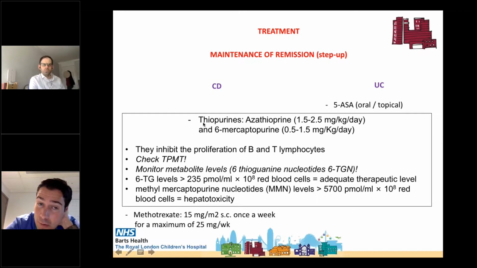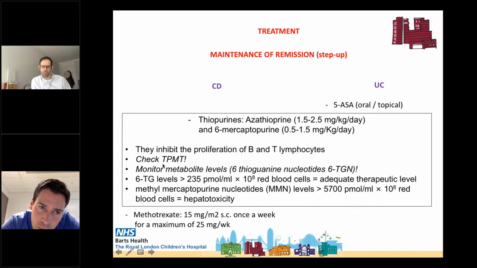For maintenance, you have your thiopurines: azathioprine, the dose is 1.5 to 2.5 milligrams per kilo a day, or 6-mercaptopurine, which is its active metabolite. So if a patient had idiosyncratic side effects to azathioprine, you may consider trying 6-mercaptopurine. The dose is half, more or less, of the dose of azathioprine. For example, someone who vomits on azathioprine, who has headache on azathioprine, or who develops a rash, you can consider 6-mercaptopurine. These thiopurines inhibit the B cells and the T cells. This is their mechanism of action.